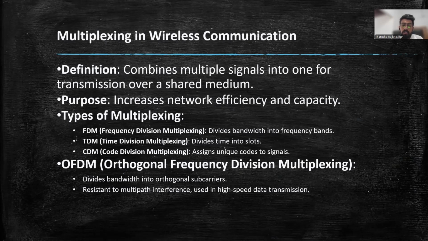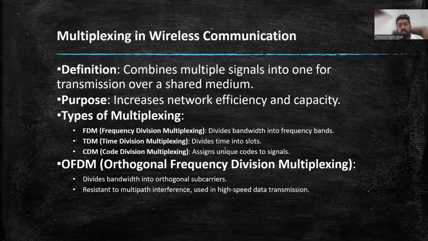Time division multiplexing, TDM. TDM divides the available time into multiple time slots, with each slot assigned to a different signal. This is commonly used in digital communication systems, where each user gets a specific time slot to transmit data.